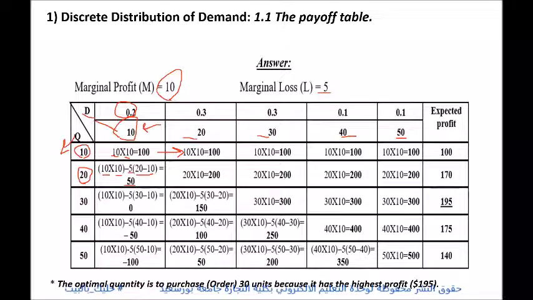How can we get the last column? By each profit times its probability, plus second profit times its probability, third profit times its probability, and so on. You can get the last column. What is the largest number here? The largest number is 195. So we recommend for this company to buy 30 units to achieve how much profit? 195.